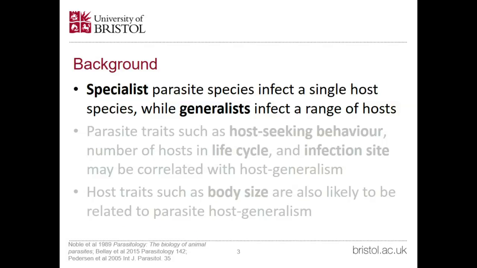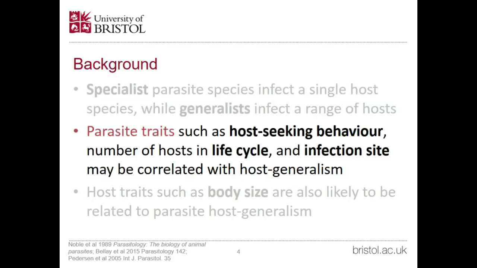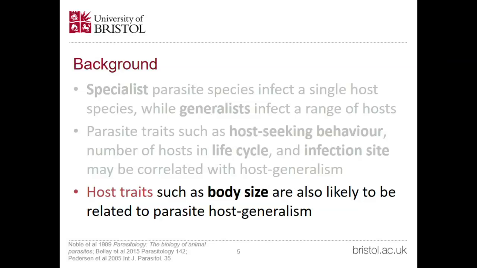And so what we're interested in is thinking about the difference between specialist parasite species, which infect a single host, or generalists infecting a range of hosts, however we define that. And then thinking about how, well, it's known that parasite traits, such as host-seeking behavior or the number of hosts in a life cycle, or infection site, such as if it's an endo or ectoparasite, are already correlated with host generalism. And here we focus more on the side of the host traits, so whether body size, for example, is also related to this parasite trait of host generalism.